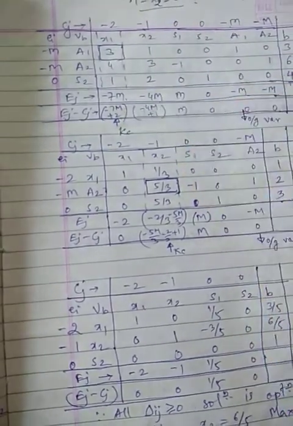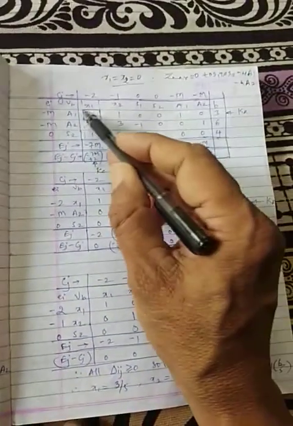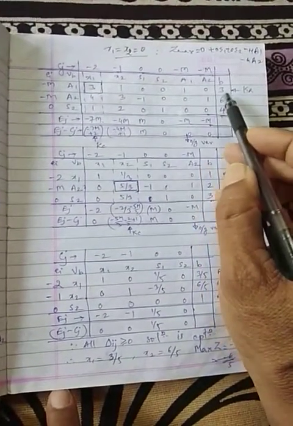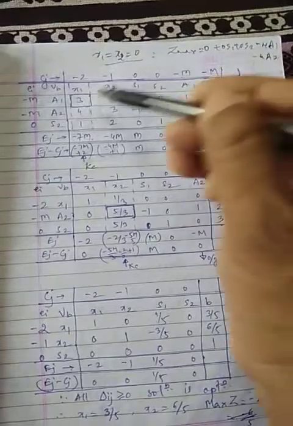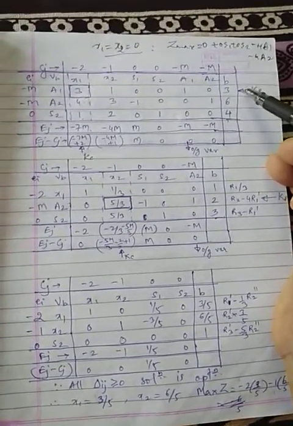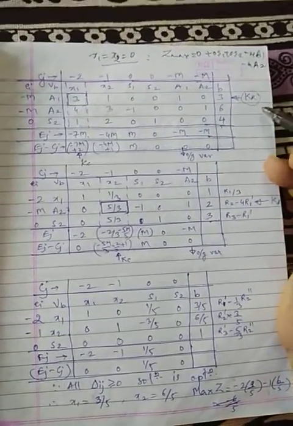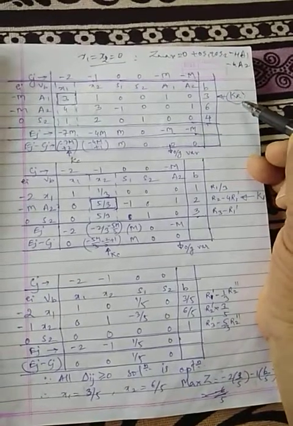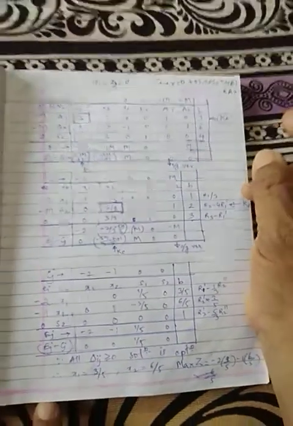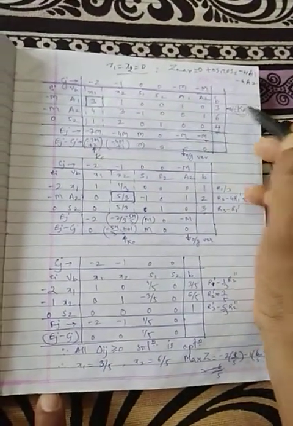Find the key column, find the key row, and find the key element for this matrix as explained in the simplex method. To find the key row, we have to take the minimum ratio of the B and key column, 3 by 3 or 6 by 4 or 4 by 1. Whichever is the minimum ratio, that will be the key row. While considering the key row, negative ratios should not be considered. Please keep in mind, negative ratios should be neglected. Only the minimum positive ratio should be taken as the key row.